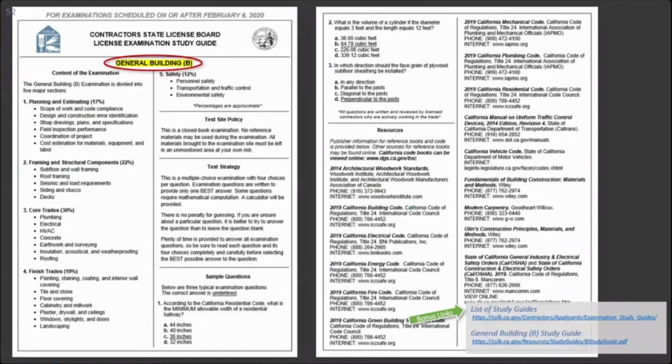You will see the same format on the B General Building Study Guide. We would recommend that you really pay attention to the exam content here, especially how we have broken it down, what percentage of questions there will be on each of the 5 topics on the exam. On the lower right of both of these 2 slides, you'll see bonus links to the actual study guide, as well as a link to the complete list of study guides.